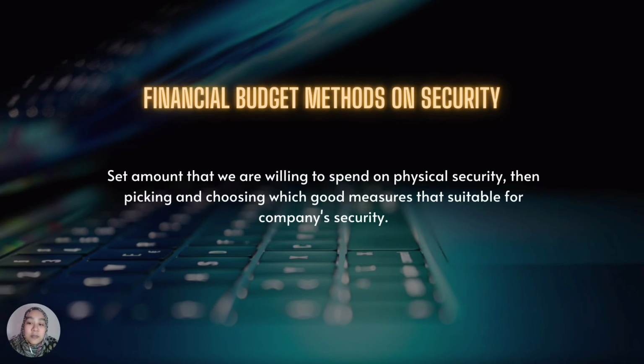Okay, there is something that we need to focus on about financial budget methods on security. The first point is our company must set the amount that we are willing to spend on physical security, then pick and choose which measures are suitable for company security. This is because it seems like a good way to save the company money. By determining our budget for physical security software, start by evaluating your company's needs and the cost to equip yourself with the necessary security tools.